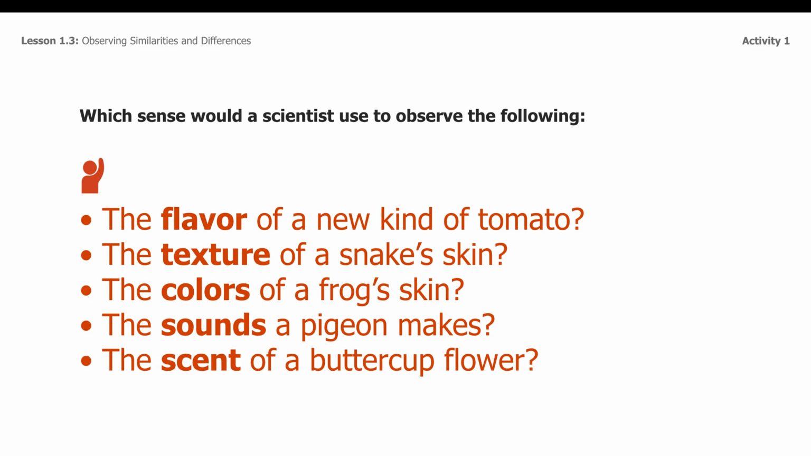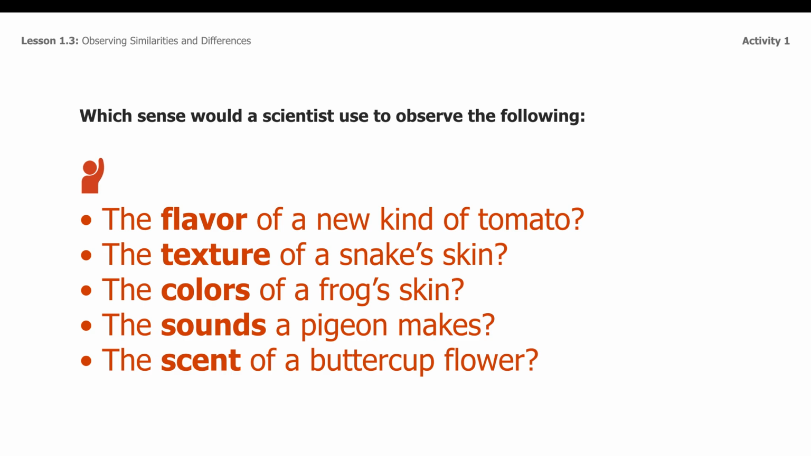All right, how about the texture of a snake's skin? Okay, that would be the sense of touch. The colors of a frog's skin. Okay, to see colors, you would obviously use your sense of sight, or seeing, your eyes. The sounds a pigeon makes. Okay, of course, that would be your sense of hearing. And finally, the scent of a buttercup flower.